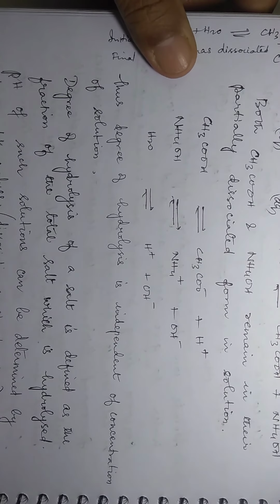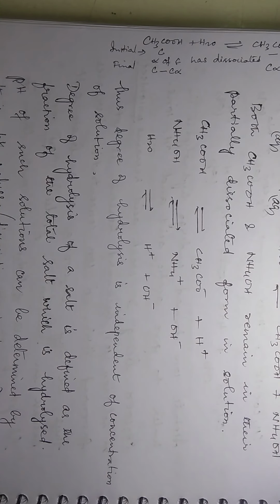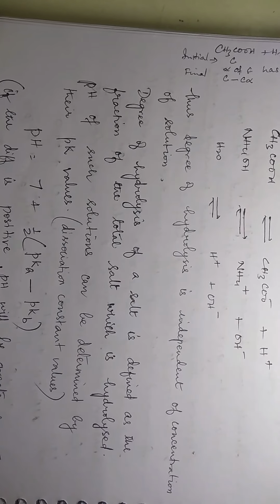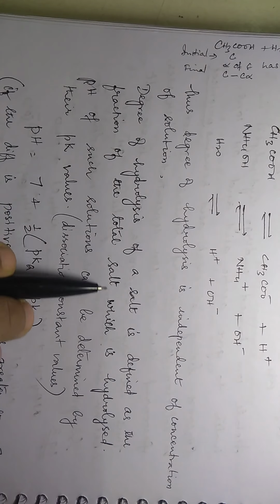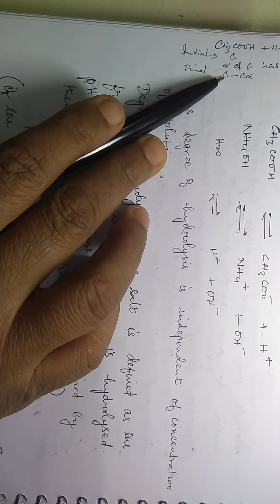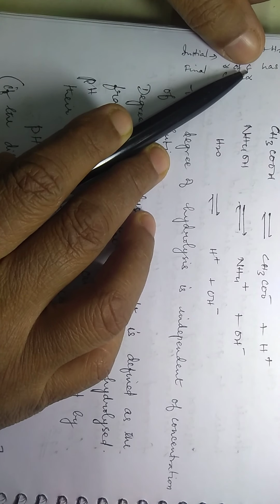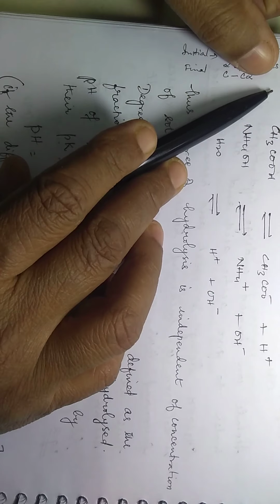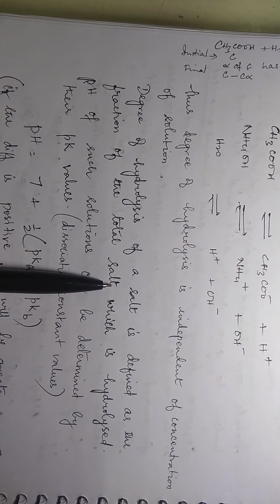And here we are talking about degree of hydrolysis. Okay? You need not know any mathematical relation here. There's nothing to it. So, degree of hydrolysis of a salt is defined as the fraction of the total salt. Just like here what you saw, the fraction of the initial number of moles that is undergoing dissociation. Same way here, it is the fraction of the total salt which is hydrolyzed.